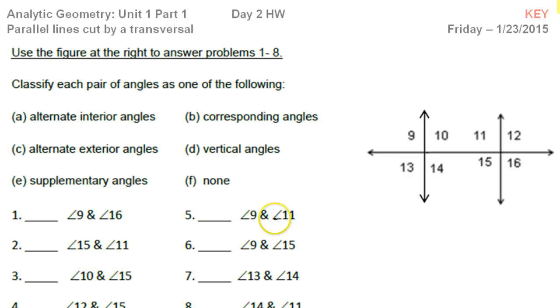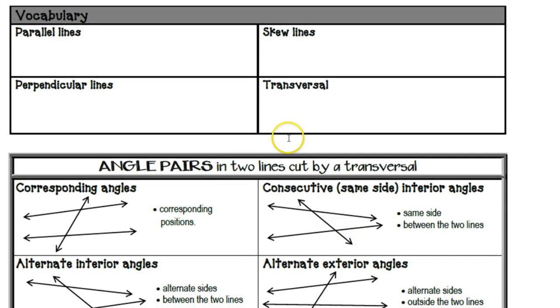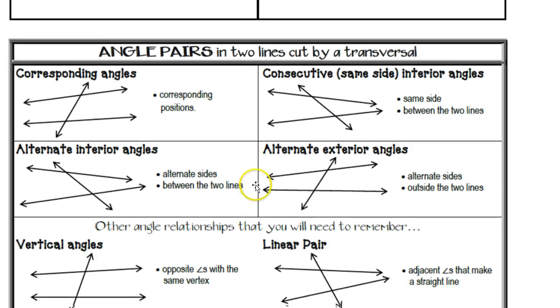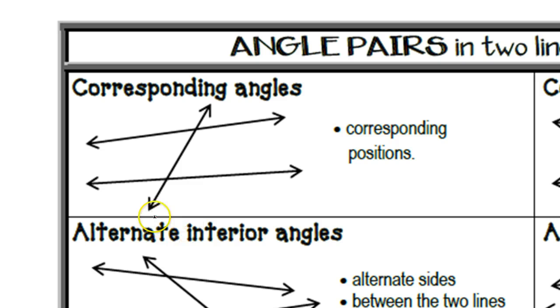Alright, in this lesson we are going to learn about parallel lines that are being cut by a transversal and all the special angle pairs that are generated by that. But first, the vocabulary. The transversal is the line that's cutting across the two other lines.